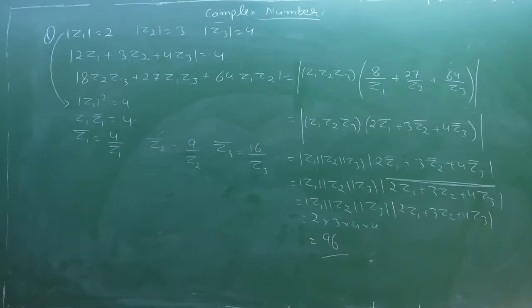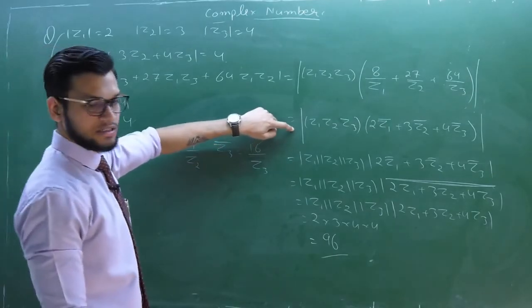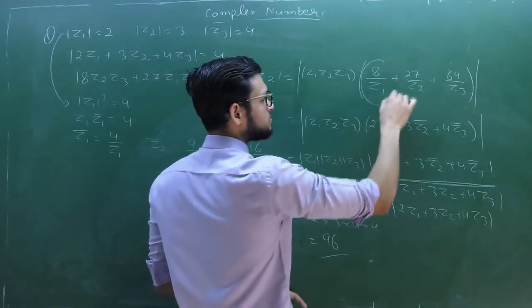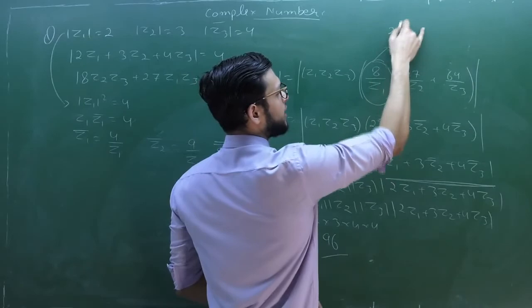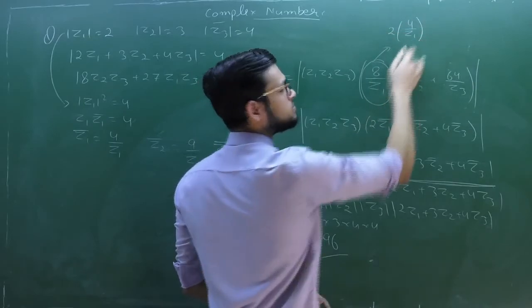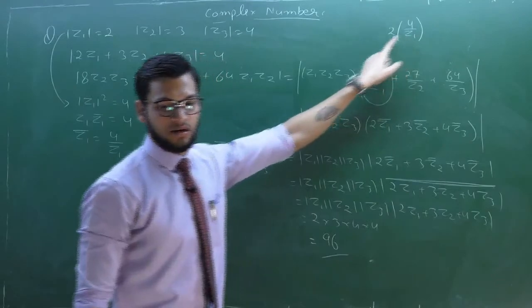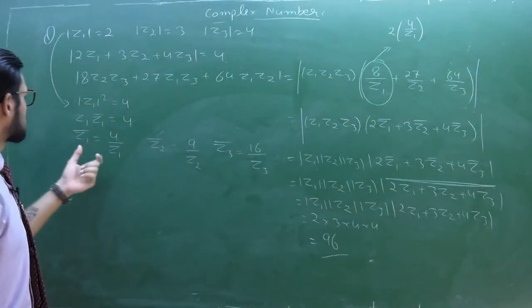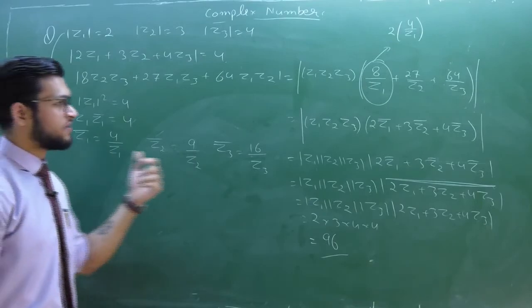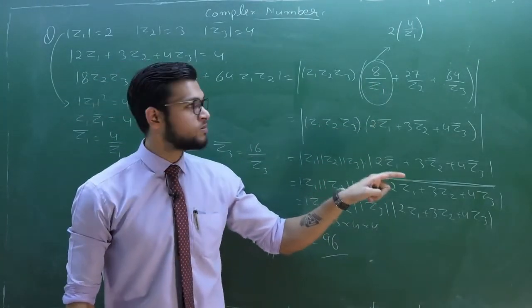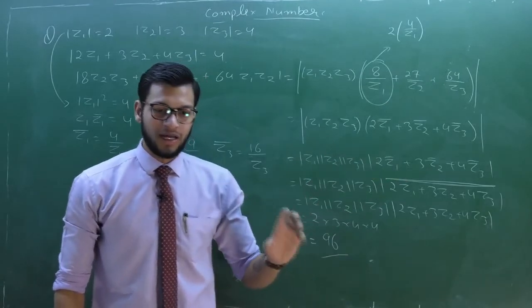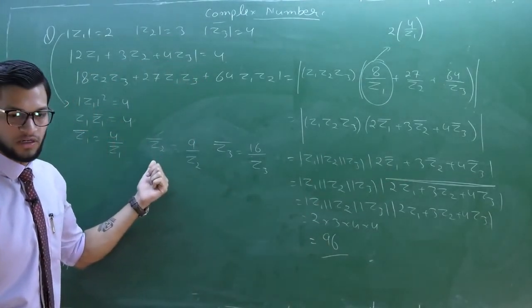आयुषी बेटा डायरेक्टली कैसे वैल्यू सब्स्टिट्यूट कर देंगे हम? We have mod of z1 as 2, not z1 is equal to 2. Tirupati, in the second step, we have 8 upon z1. We can also write this term as 2 times 4 upon z1. And 4 upon z1 will definitely equal conjugate of z1. Similarly, we can also write this 27 upon z2 as 3 times 9 upon z2. 9 upon z2 will definitely equal conjugate of z2, and so on.